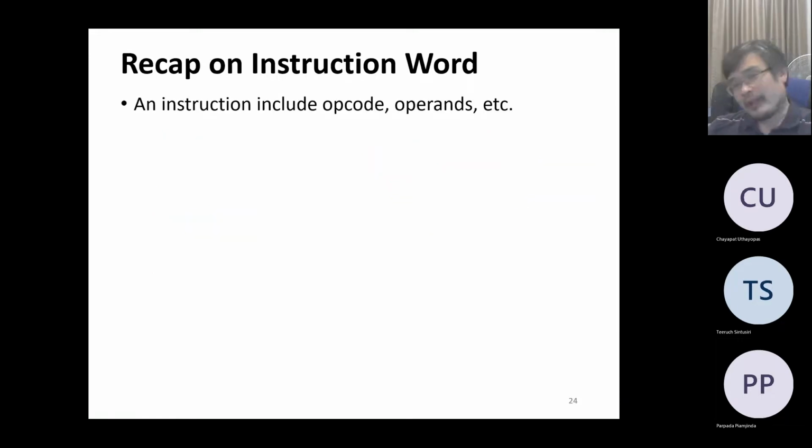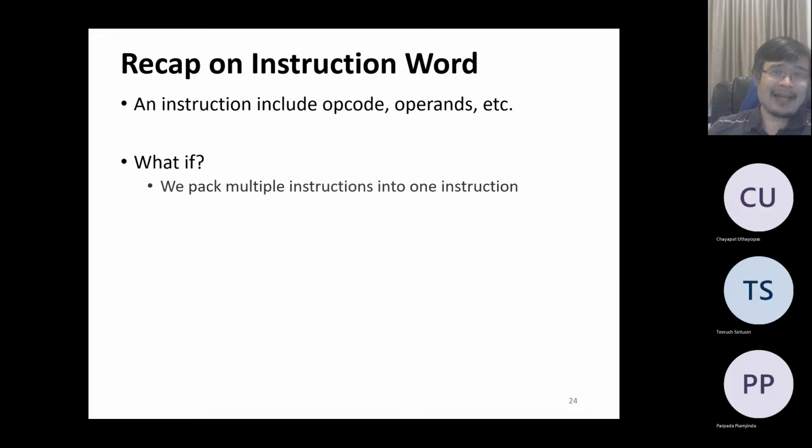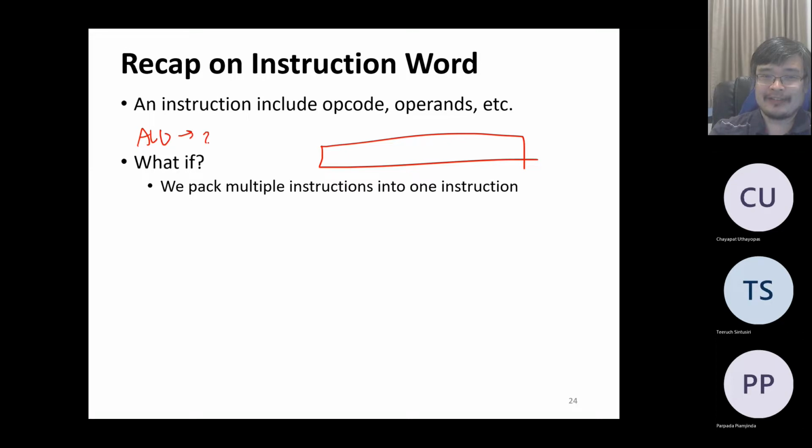And then another quick recap on instruction word: an instruction word includes opcodes and operands. So I asked the what-if question. What if you pack multiple instructions into one? For example, I know I have two adders, so my instruction would contain... So let's say I have two adders in my ALU. So the ALU has two adders, right? So now my instruction can contain add one, the first add, right? And then the second add.